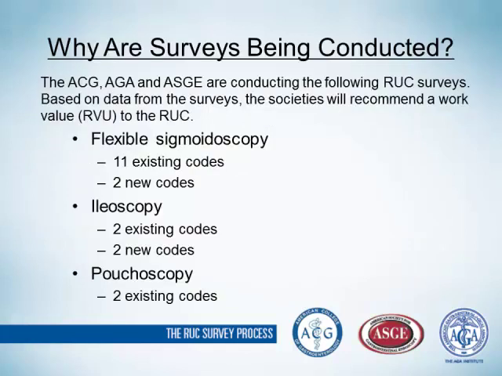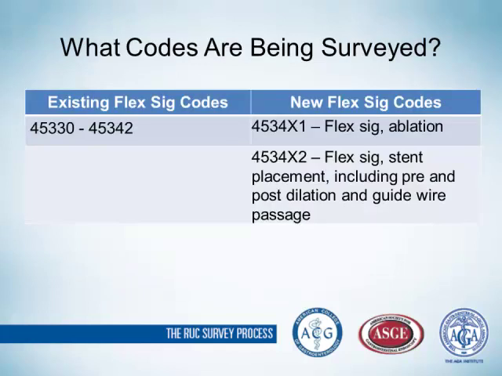Now, the ACG, AGA, and ASGE are conducting RUC surveys in the following codes. Flexible sigmoidoscopy, there are 11 existing and 2 new codes. Ileoscopy, 2 existing and 2 new codes. And for pouchoscopy, 2 existing codes. Based on the data from the surveys, the Society will then recommend a work value, or an RVU, back to the RUC. So what codes are being surveyed?